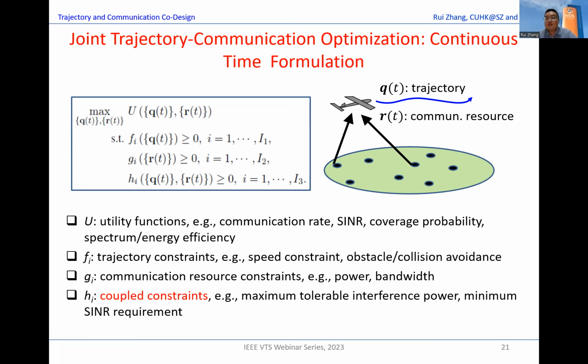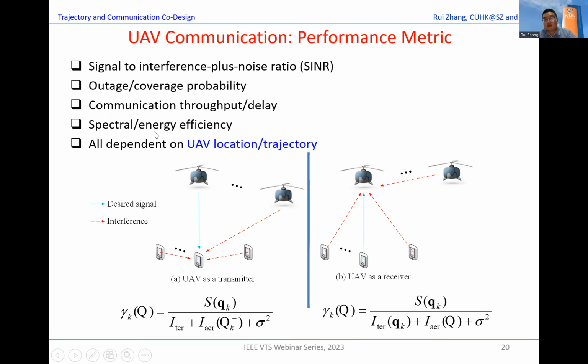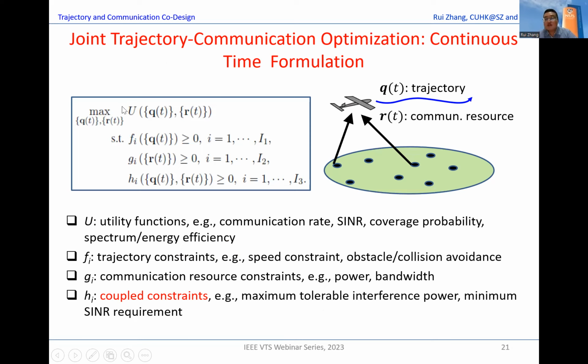Okay, so all of this kind of problem can be formulated in this very general form: we maximize utility. Utility can be any of the performance metrics I showed in the previous slides. In general, the communication utility is a function of the UAV trajectories. Here I use q(t) to represent it. Although here I just show a single UAV, you can also imagine that in general q(t) is a vector, where each entry represents one particular UAV's trajectory over time.